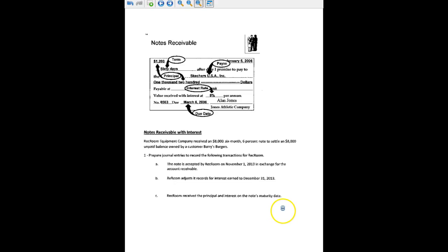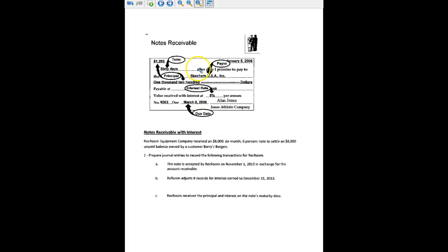We are going to continue our study of receivables. We're going to move to notes receivable today. And the difference between a note and an account receivable is that notes are much more formal and they earn interest, whereas an account receivable usually does not earn interest. So a note receivable is a formal contract like we have here on the screen.